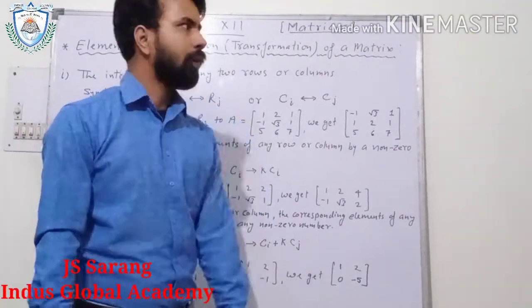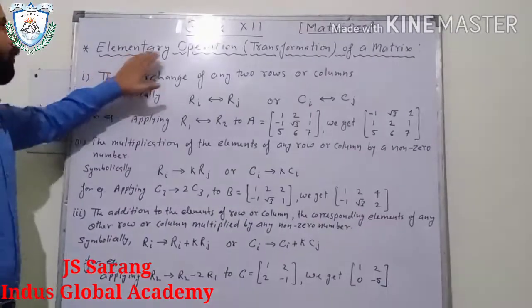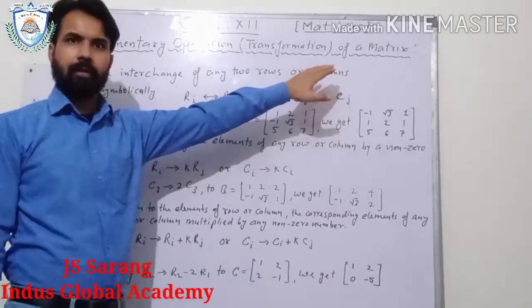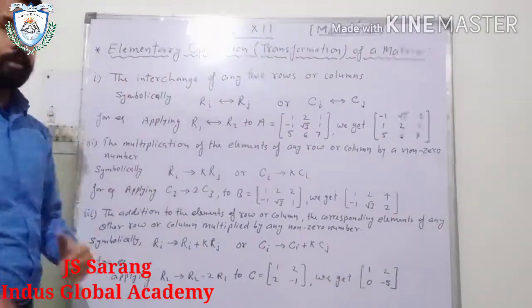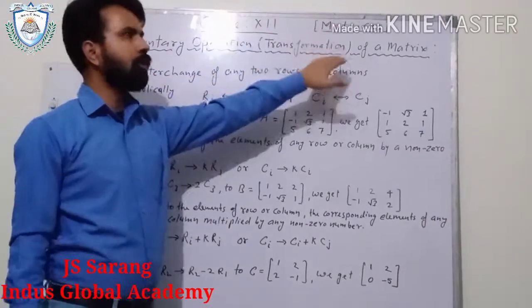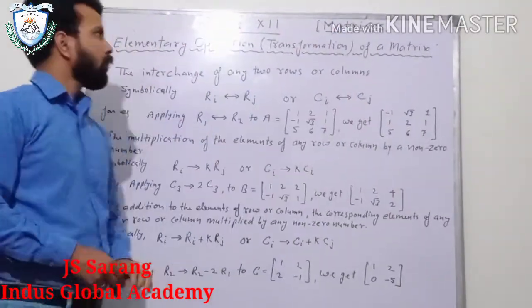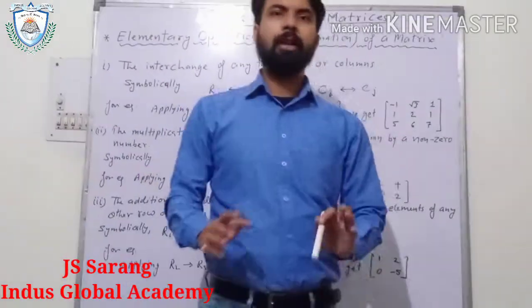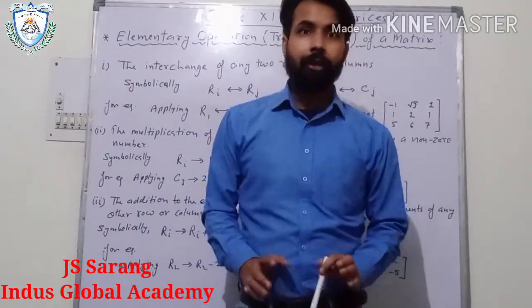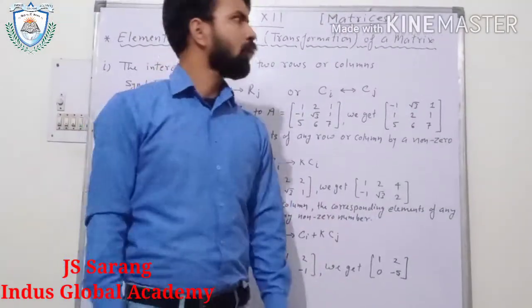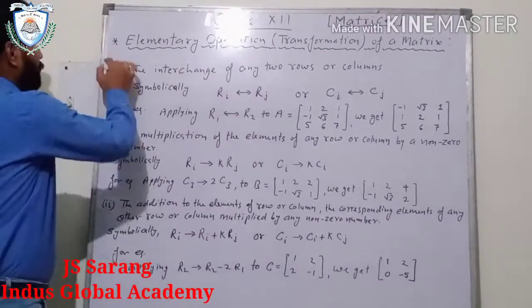So today we will discuss elementary operation or transformation of a matrix. Understood? So what we will discuss today? Elementary operation or transformation of a matrix. So basically there are 6 elementary operations for a matrix, 3 for rows and 3 for columns. So we will discuss the very first operation.